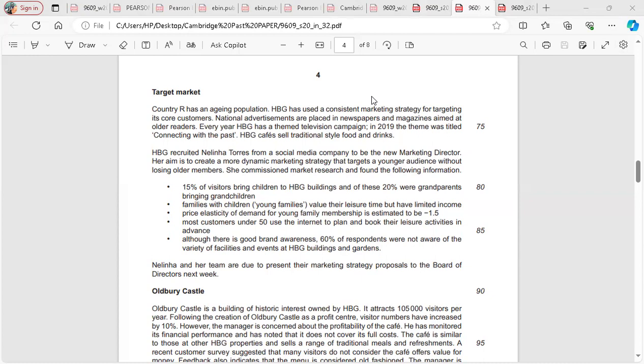Then the last one is increasing social awareness among the public. There's an information gap in the public. There's always an information gap. We know little. Firms know more, yes or no? So HBG might improve social awareness to people about the importance of visiting these places. As a result of that, they will be able to maximize their welfare.